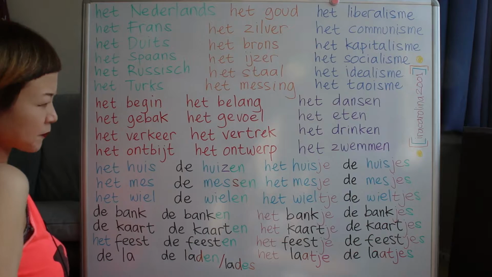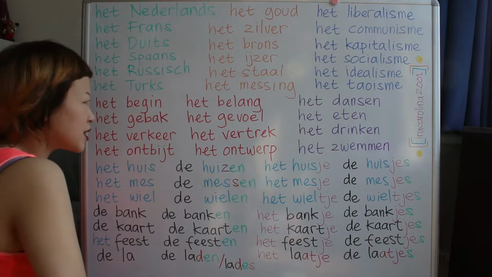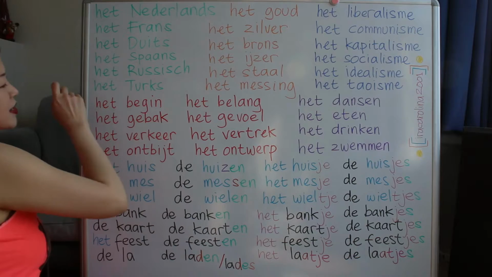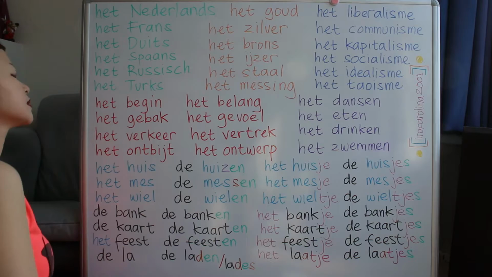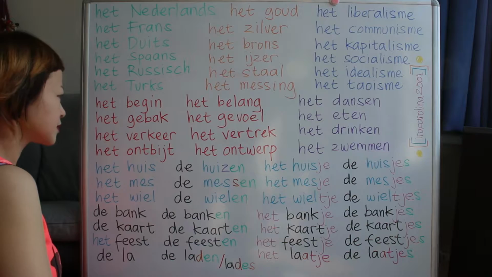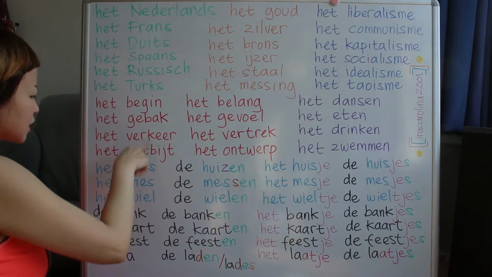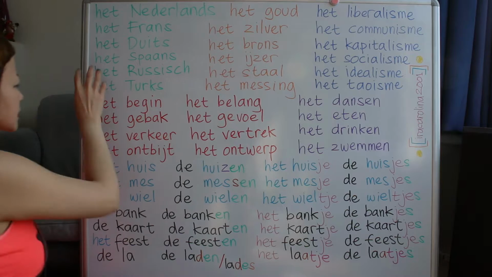Now, words which have two syllables, and where the first syllable is be, ge, ver, or ont, all use het.